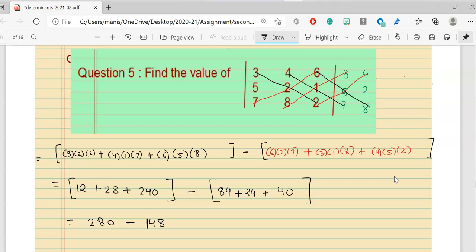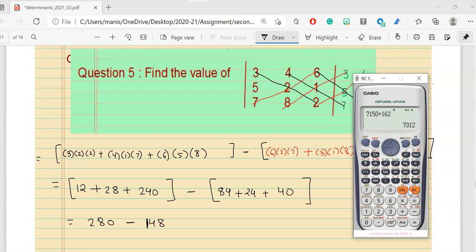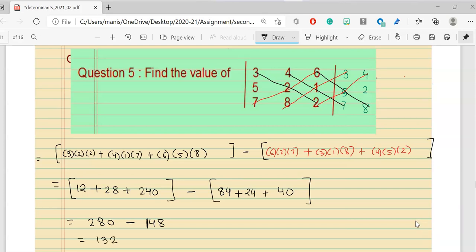Yeah, just to be on the safer side, for the right side part, I will use the calculator to confirm that my answer is correct. So I have 40 plus 24 plus 84. 148, so yes, we are right. And after this, what we have to do, we have to subtract these. 280 minus 148. 132, this is the answer for this determinant of order 3. So this is the answer over here.